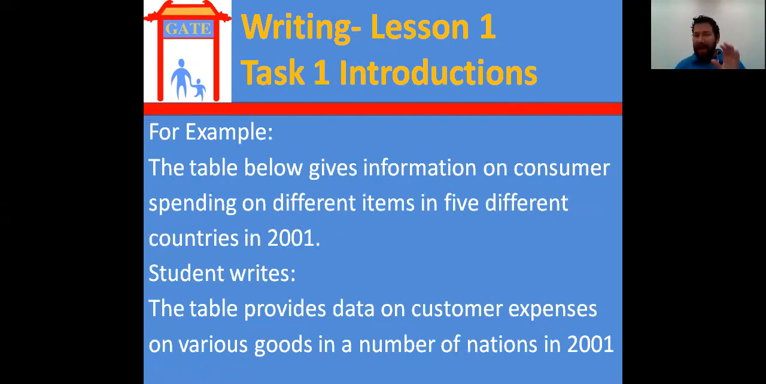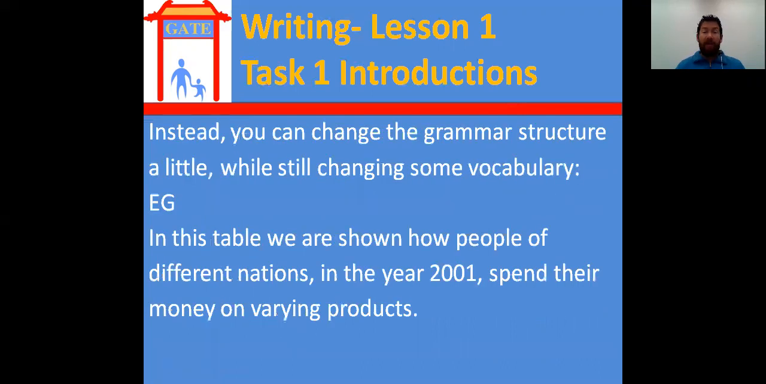What we can do is change those words and make a couple of other little changes as well. Let me show you my example and then we'll look at it bit by bit. So in this table, we are shown how people of different nations in the year 2001 spend their money on varying products. Oops, just realized a mistake. That should be spent their money on varying products because it's 2001. A very common mistake people make is not using the past tense when they're writing about a graph in the past.